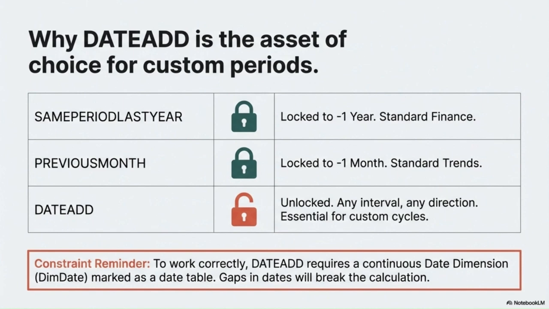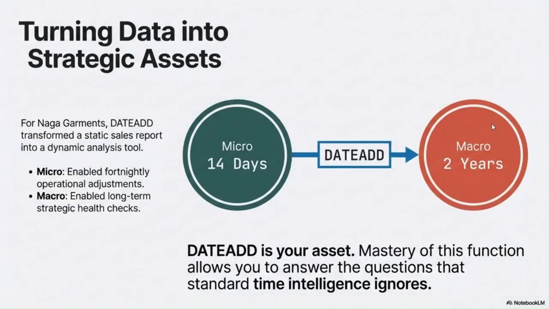Let's compare functions. Same period last year is fixed to 1 year. Previous month is locked to -1, so only 1 month you can calculate. And DATEADD is fully flexible. DATEADD allows any time interval, forward or backward movement is also possible, and custom analytics. Just remember that DATEADD requires a continuous date table marked as a date table. DATEADD transforms static reports into strategic tools.